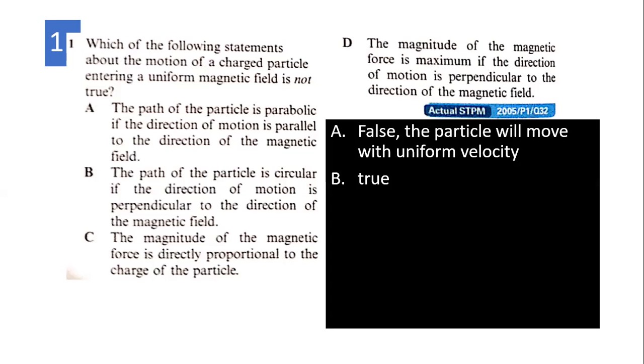Okay, this is correct. C, the magnitude of the magnetic force is directly proportional to the charge of the particle. Is it true or false?